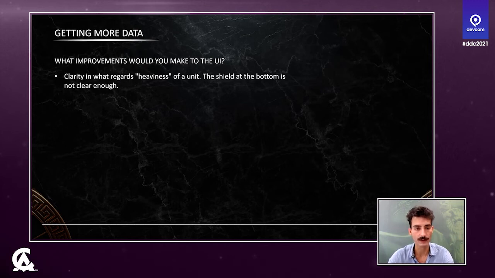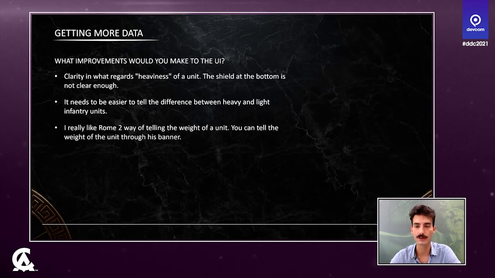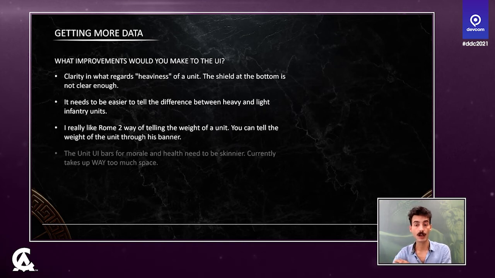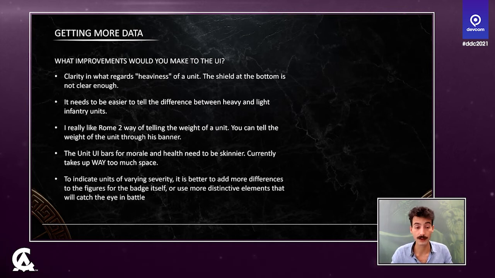clarity in what regards heaviness of a unit, like the shield at the bottom is not clear enough. That needs to be easier to tell the difference between heavy and light infantry units. They also reminded us, hey, in Rome 2, you had a great way of telling the weight of a unit through the shape of its banner. They also told us that the unit UI bars, for morale and health, need to be skinnier because they're taking way too much space. And that we can use different figures for the unit icons in order to represent the weight.